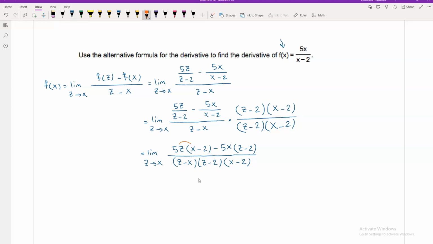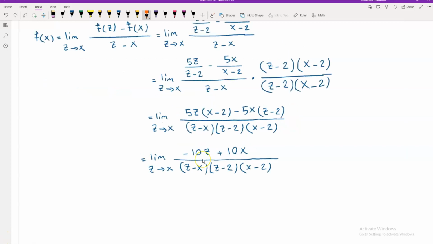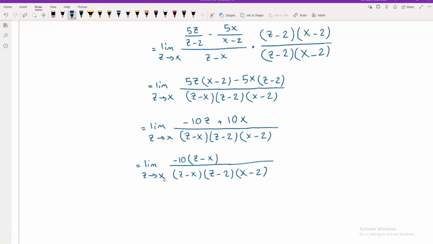And now use distributive property, multiply, and then combine like terms. The combined like terms, we have -10z plus 10x here on top, numerator. Factor out -10. Now what we have in numerator is -10 times (z minus x). So we can cancel this part.